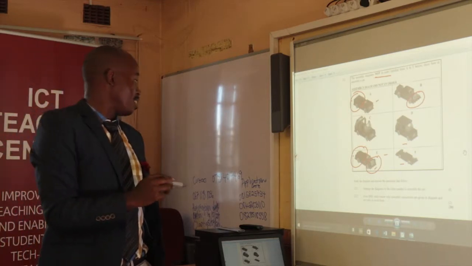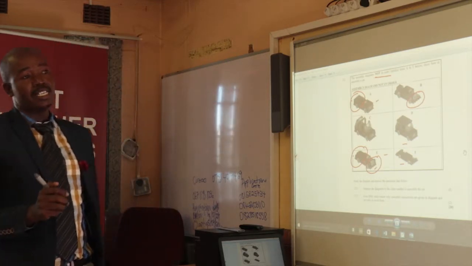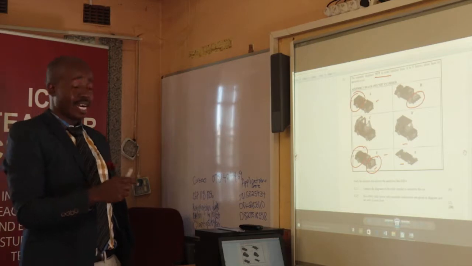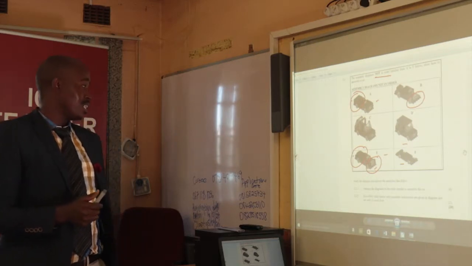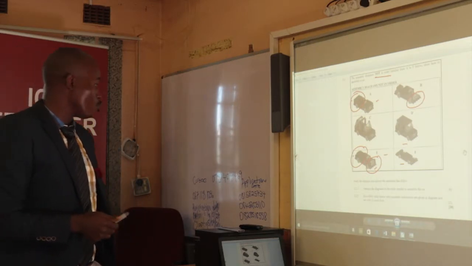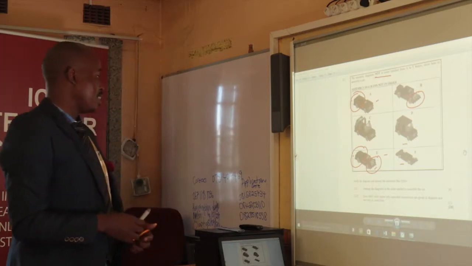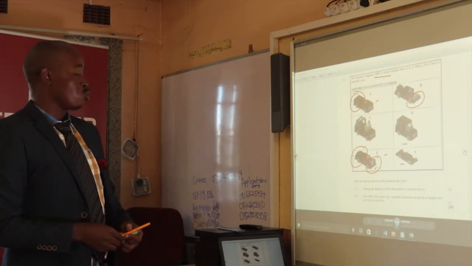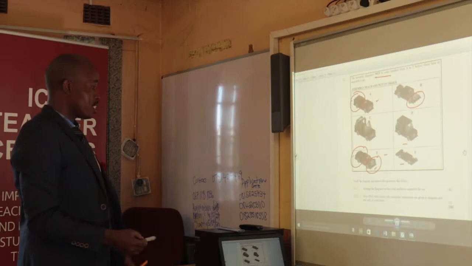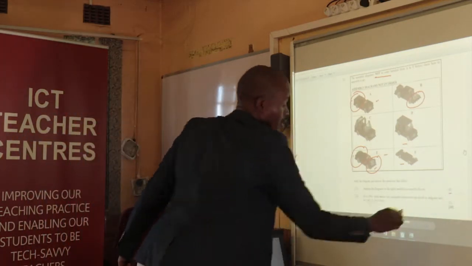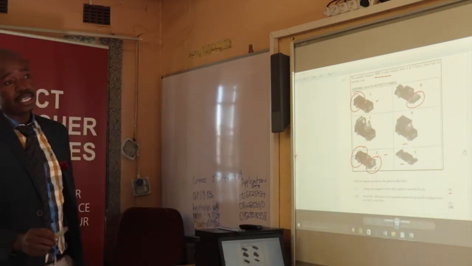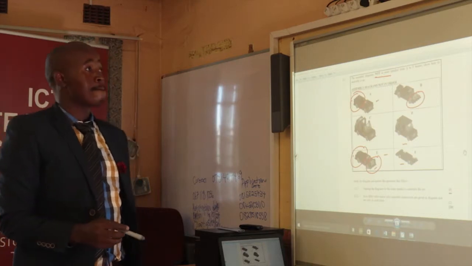Before we answer question 2.2.1, the learner needs to understand how you arrived at the answer. Is there any colleague who wants to give us the answer for 2.2.1, which is to arrange the diagrams in order needed to assemble the car? The question is 4 marks.